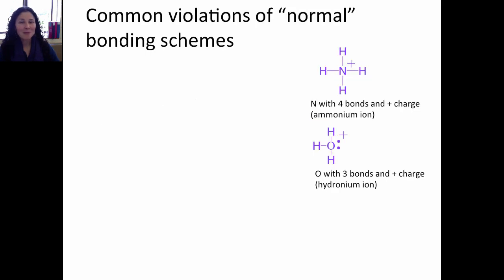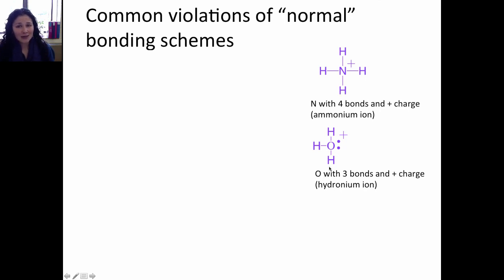We're almost done, but before we go, I'd like to point out a common violation of the normal bonding schemes, basically when the rules don't apply. Now, I'd like you to remember that nitrogen usually makes 3 bonds, and it usually has 1 lone pair. Here I've drawn nitrogen with 4 bonds. This is a common violation of the rule. When an atom is violated, though, and it has 1 more bond than it should have, it will always have a positive charge on it. So nitrogen with 4 bonds has a positive charge. This is called the ammonium ion, and you will see it frequently.